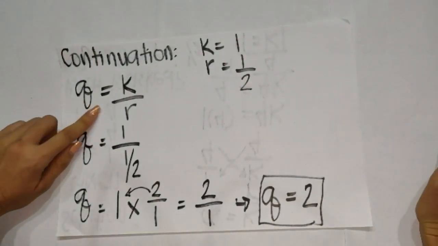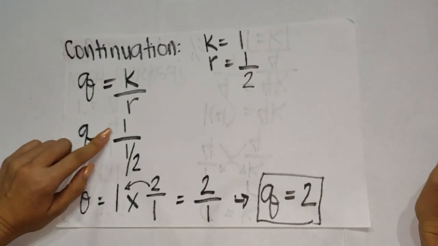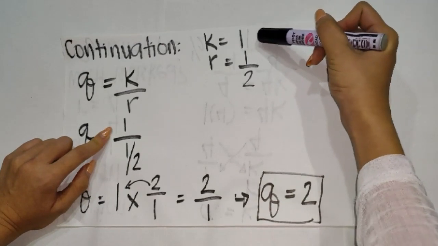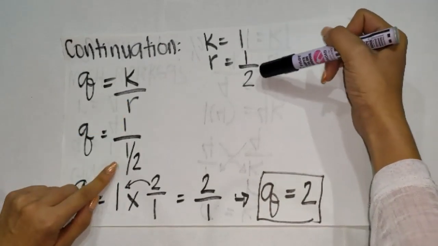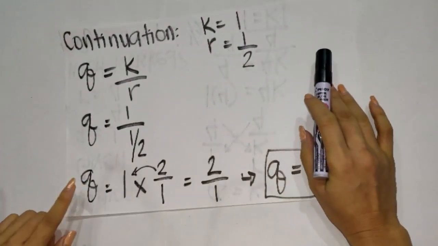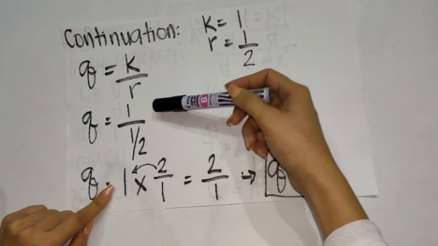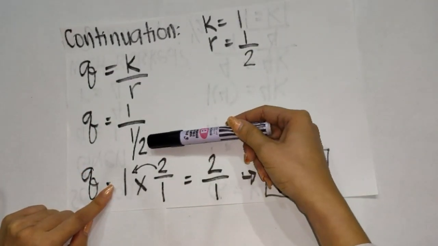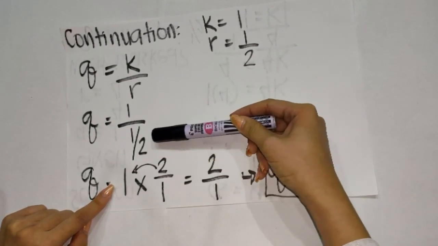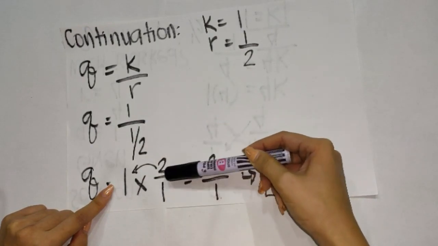So we have Q is equal to K over R. So Q is equal to 1, which is our constant of variation, yung nasolve natin kanina, yung value ni K, 1. Then, our R is 1/2, the second given. So, to continue, we have Q is equal to, just copy the 1, yung numerator natin. Then, yung denominator ay kukunin natin yung reciprocal. Pag sinabi po natin reciprocal, kabaliktaran. So, ang kabaliktaran ng 1 over 2 ay 2 over 1. Kaya, nagkaroon tayo ng 2 over 1 dito.